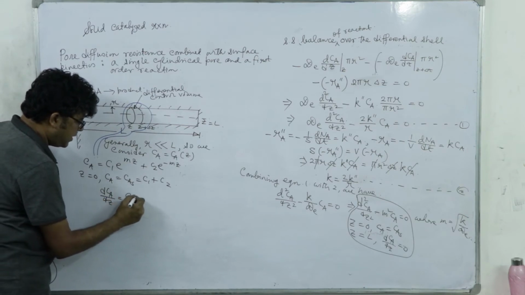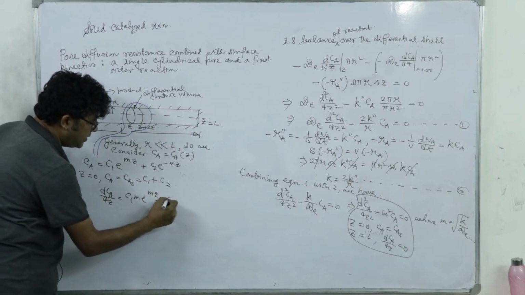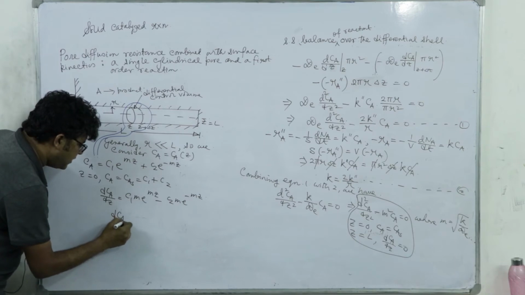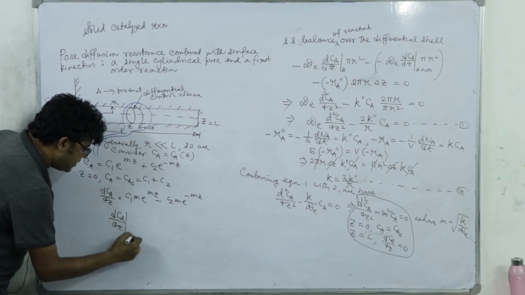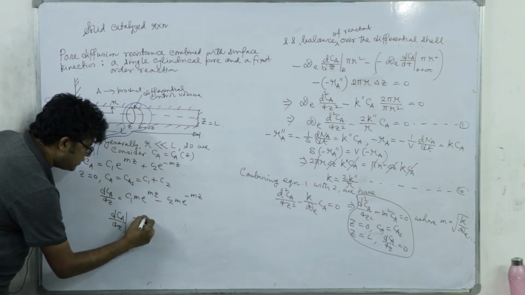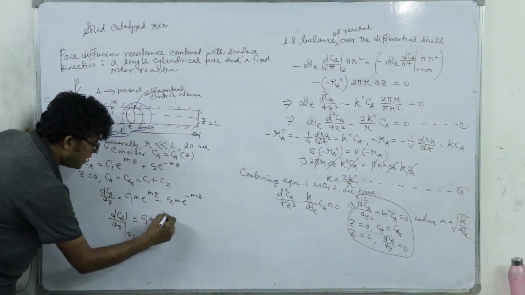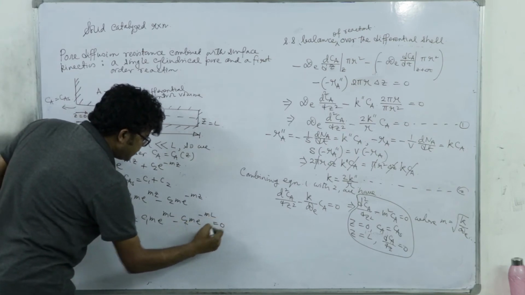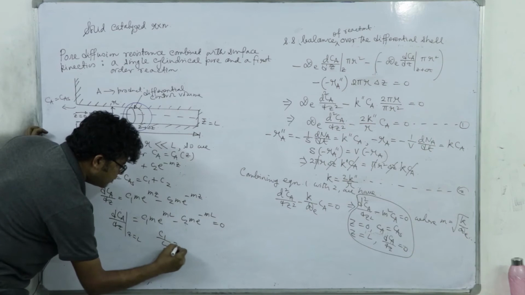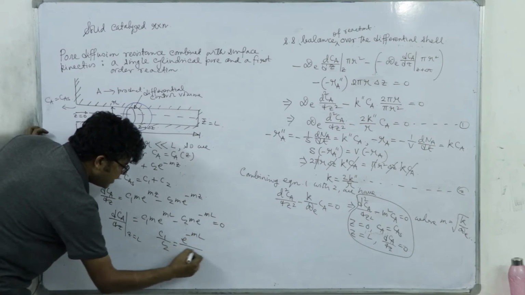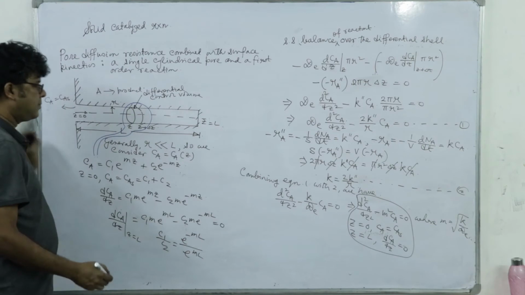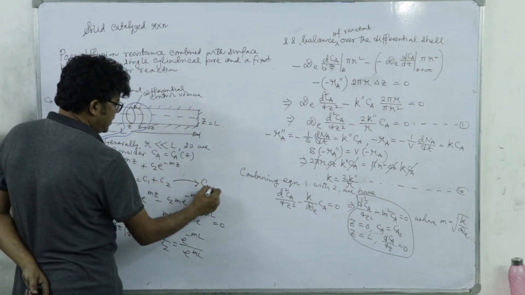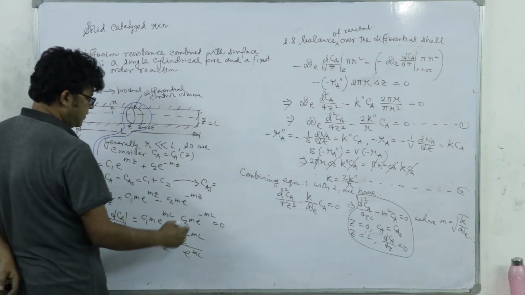is C1 m e to the power mz minus C2 m e to the power minus mz. So, dCA/dz at z equal to L, which is C1 m e to the power ml minus C2 m e to the power minus ml, that is 0. So, C1 by C2 equal to e to the power minus ml by e to the power ml.